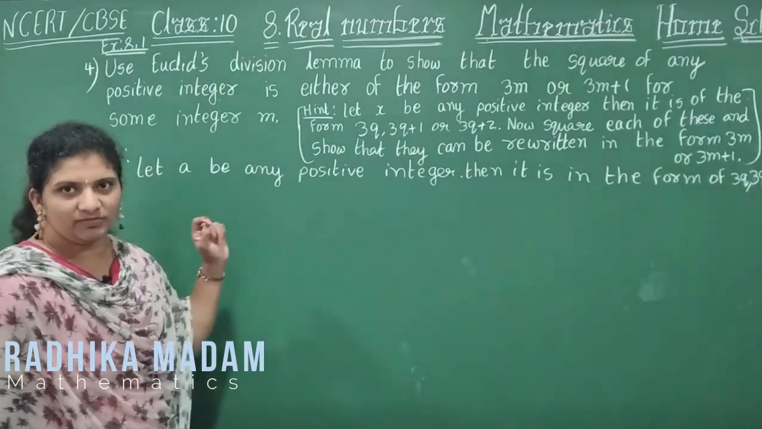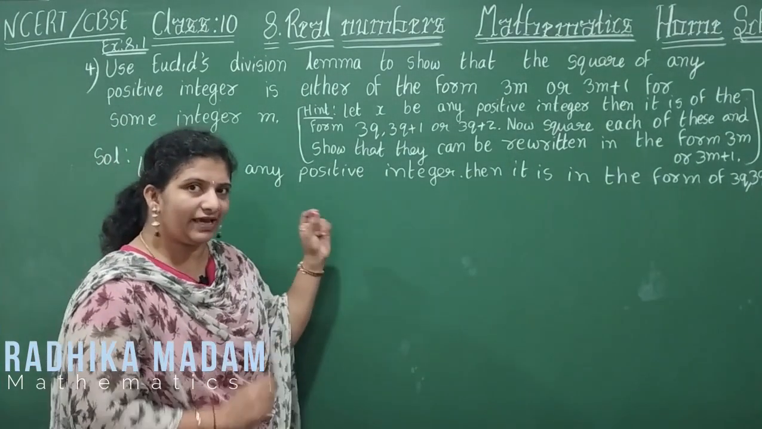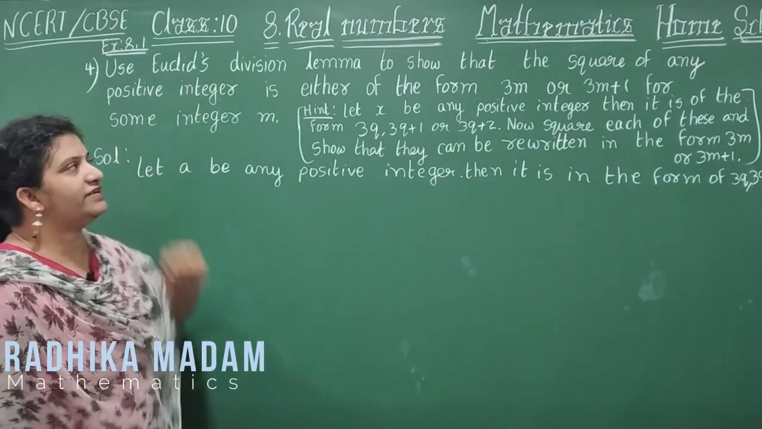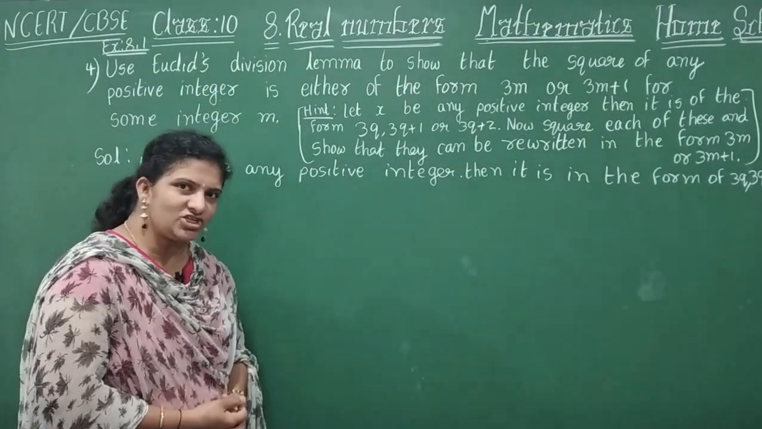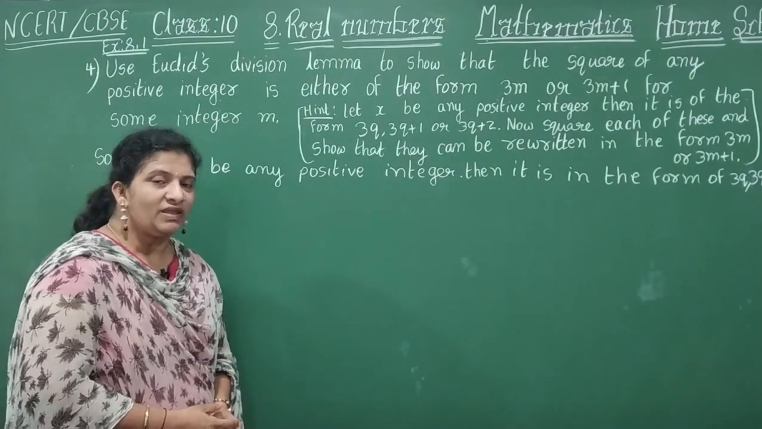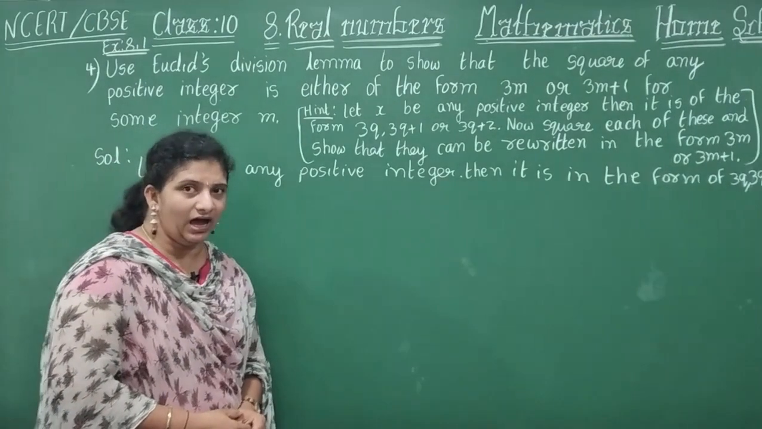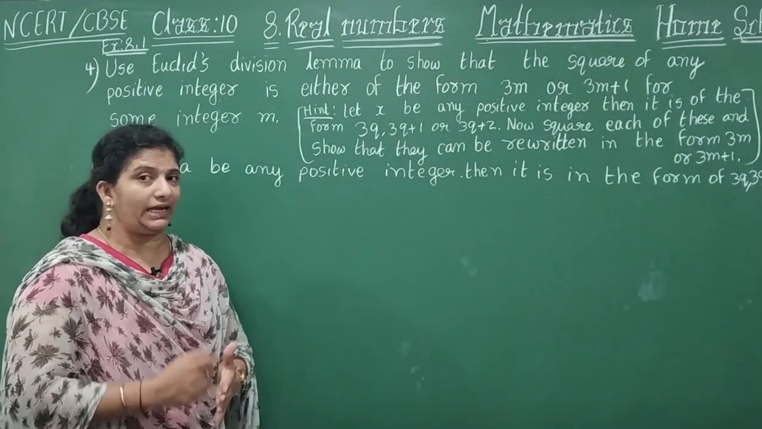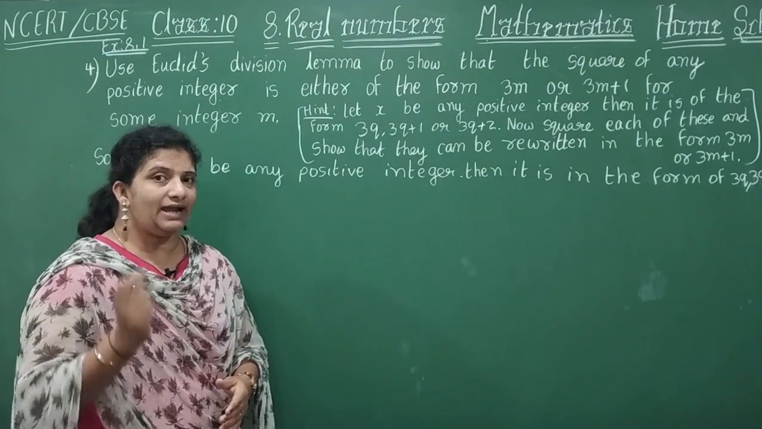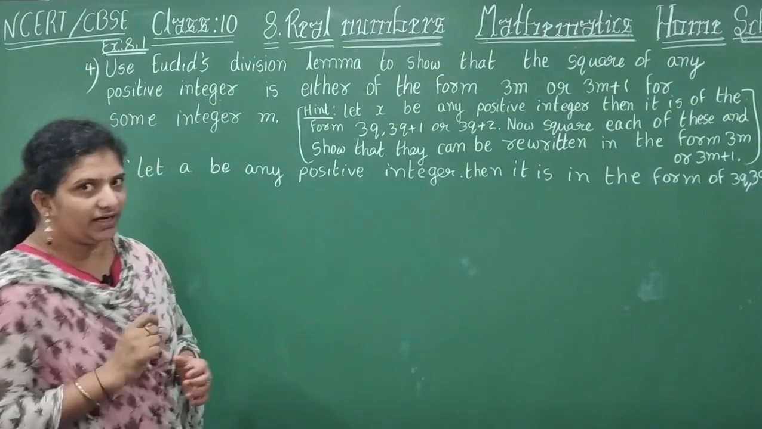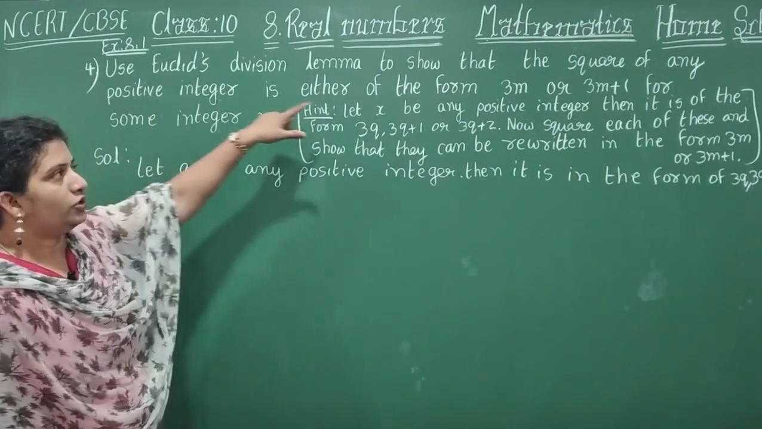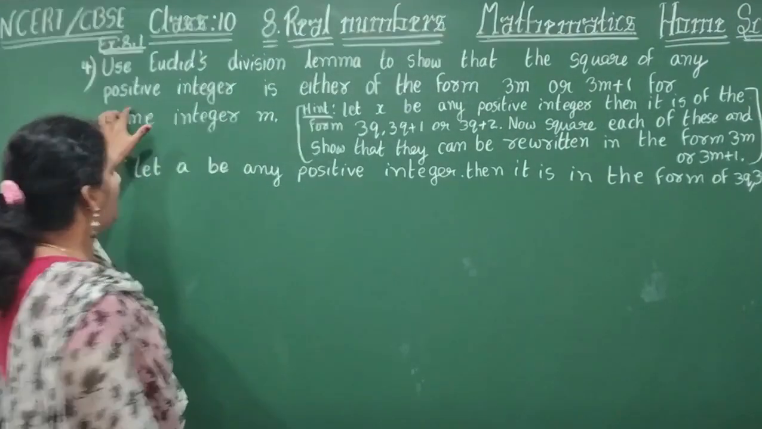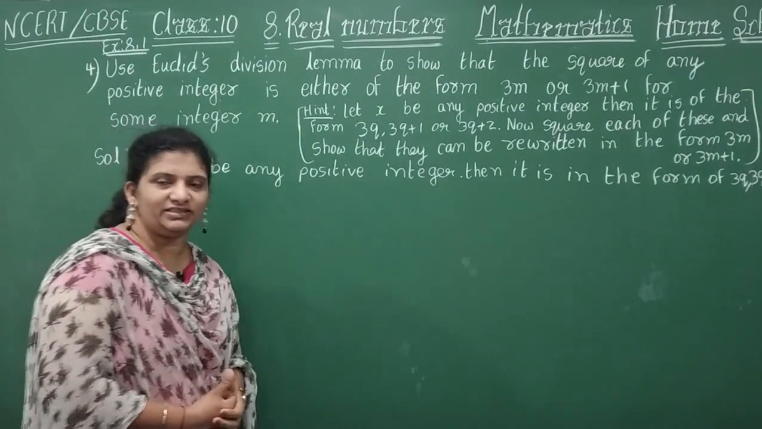What's your 4th problem? This is a very important problem. Look here carefully. Use Euclid's division lemma. Do you remember, children, what is Euclid's division lemma? a is equal to bq plus r, where the remainder must be greater than or equal to 0 and less than b. That is your condition. To show that the square of any positive integer.